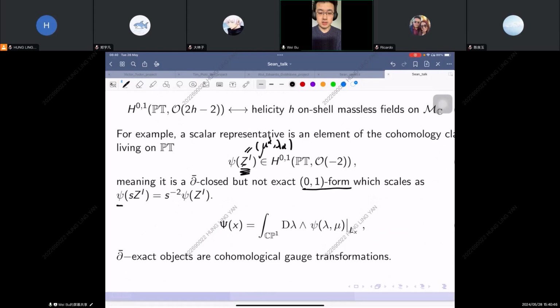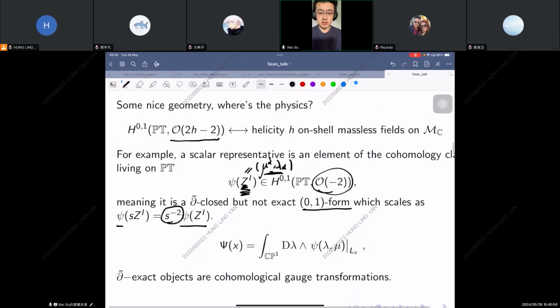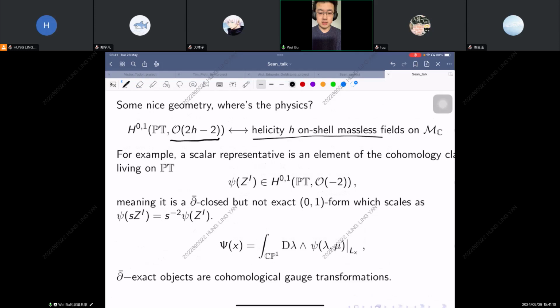Then if you rescale these coordinates, they're homogeneous coordinates, remember, on CP3. So if I rescale these coordinates, the whole function rescales like s to the minus 2 if it's O minus 2. If it's O 2h minus 2, then this goes like s to the 2h minus 2. This is just indicating the homogeneous scaling of these forms. So a helicity h on-shell massless field will correspond to such a cohomology class, one-to-one.